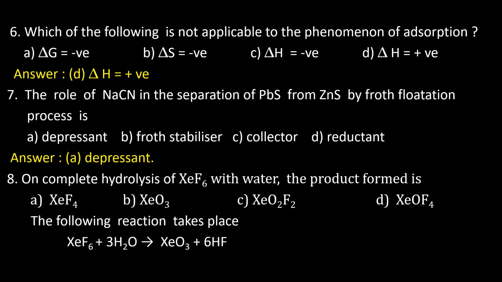You can see the equation here. XeO3 is formed as the product. Therefore the correct option is the B option, that is XeO3.